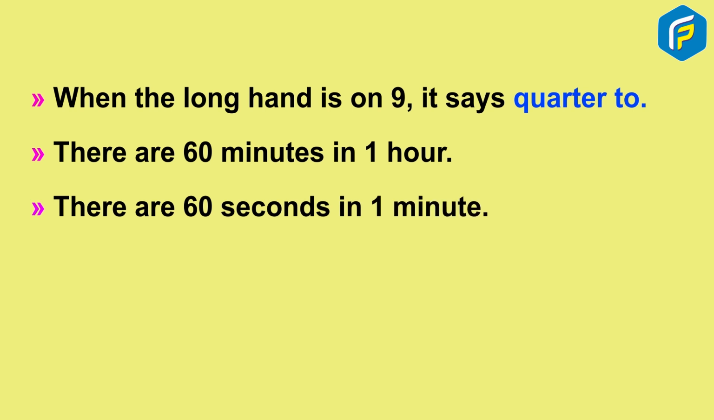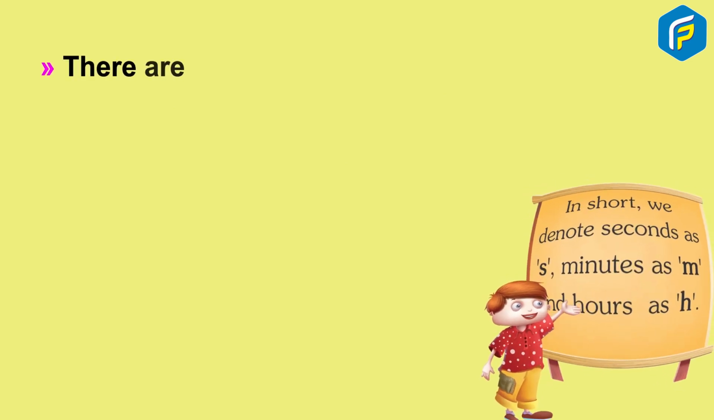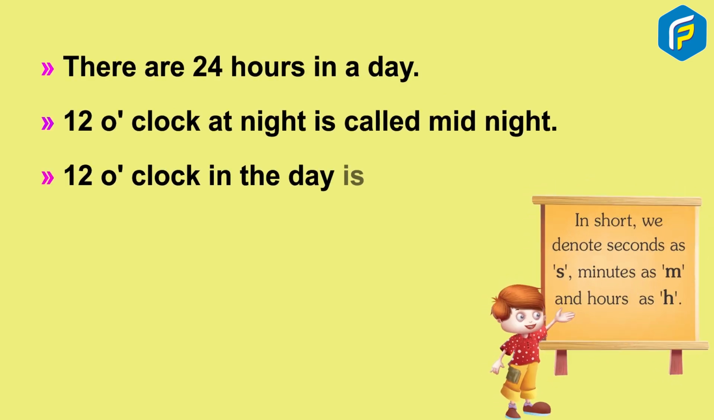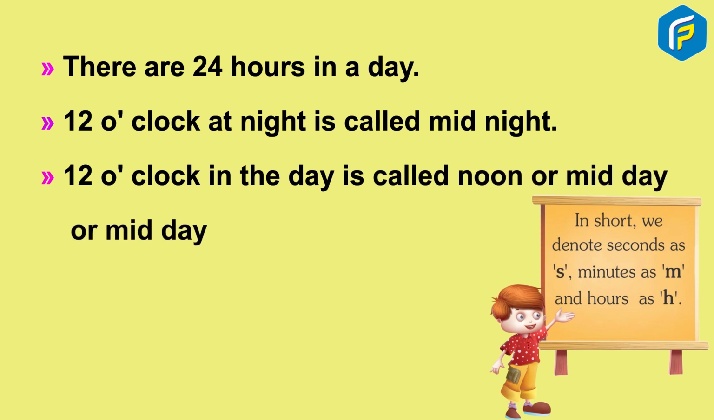There are 60 minutes in 1 hour. There are 60 seconds in 1 minute. There are 24 hours in a day. 12 o'clock at night is called midnight. 12 o'clock in the day is called noon or midday. In short, we denote seconds as S, minutes as M and hours as H.